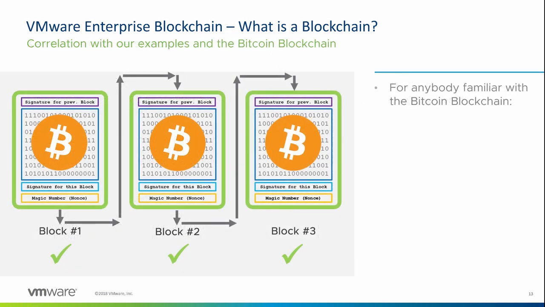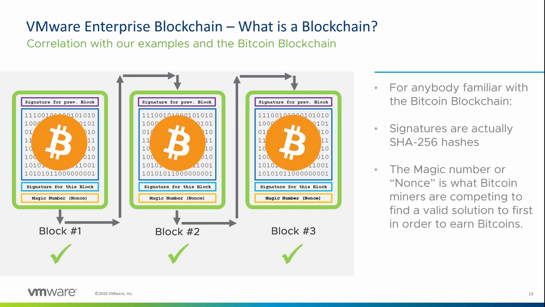And then just one aside I thought I would throw in for anybody who's familiar with cryptocurrencies and how this might correlate with something like Bitcoin. I've used very simplistic and overly simple ways of explaining this, but I thought if anybody does understand cryptocurrencies, it might be worth just explaining the parallels. So where I talked about signatures, in the Bitcoin network that's actually a SHA-256 hash. And where I talk about the magic number, or nonce, this is effectively what Bitcoin miners are competing to find before anybody else in the Bitcoin network, because if they find the magic number that seals or validates the next block, they earn a Bitcoin or a number of Bitcoins for doing so.